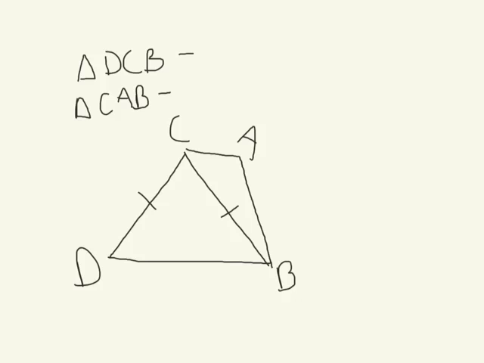Well done, and welcome back. If you said triangle DCB is an isosceles triangle, you would be correct because it has 2 congruent sides. And if you said triangle CAB was a scalene triangle, you would also be correct because that has no congruent sides. Great job.